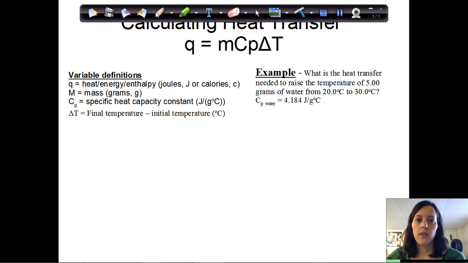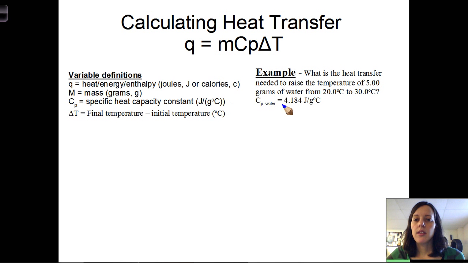So let's do this example problem. To calculate the heat transfer needed to raise the temperature of 5 grams of water from 20 degrees Celsius to 30 degrees Celsius, we're going to use this equation, and here is our Cp of water. This is a constant for liquid water. This is something that would need to be given to you. You don't have to memorize that.